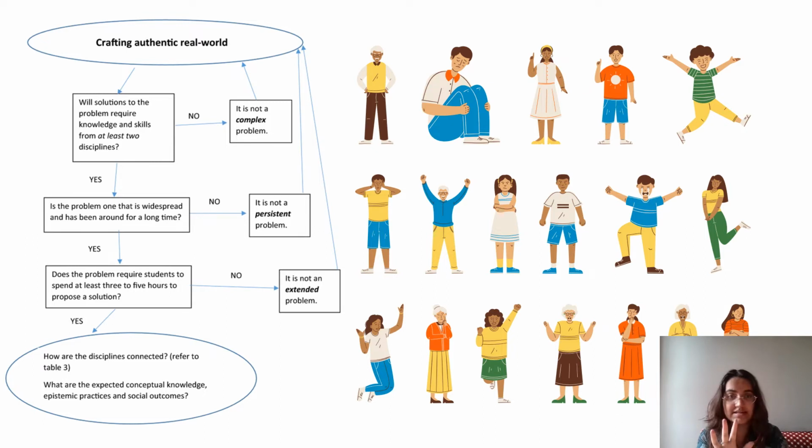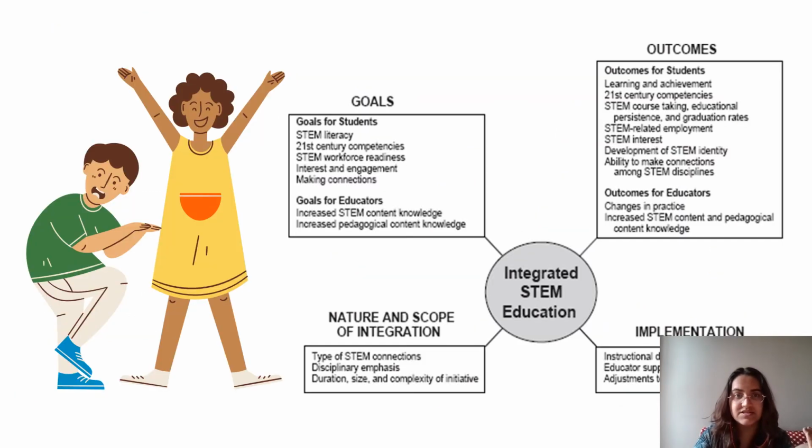But if the answer to that is yes, we move on and ask, does the problem require students to spend at least 3 to 5 hours to propose a solution? If the answer to that is no, then we believe it's not an extended problem. But if the answer to that is yes, we ask, how are the disciplines connected? What are the expected conceptual knowledge, epistemic practices, and social outcomes? That is what it takes to craft an authentic world.